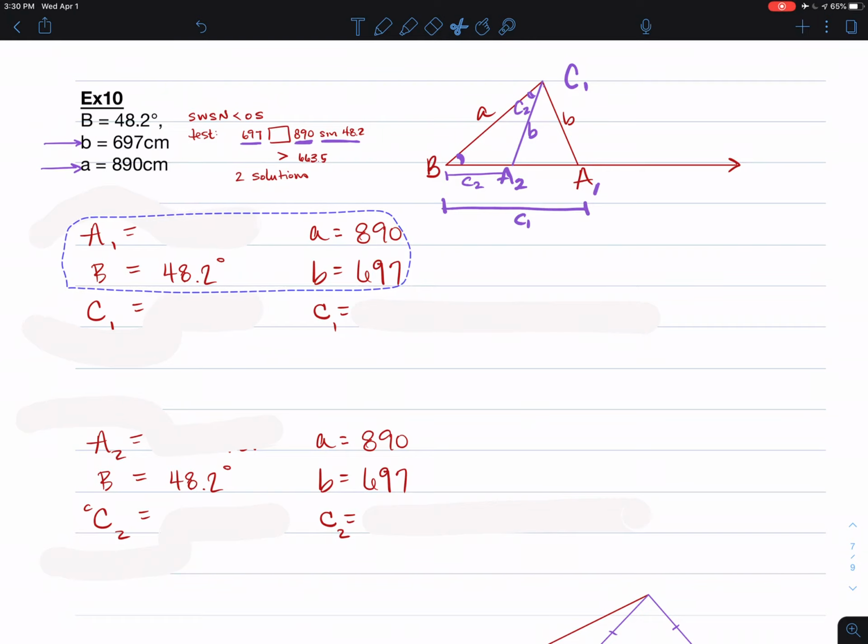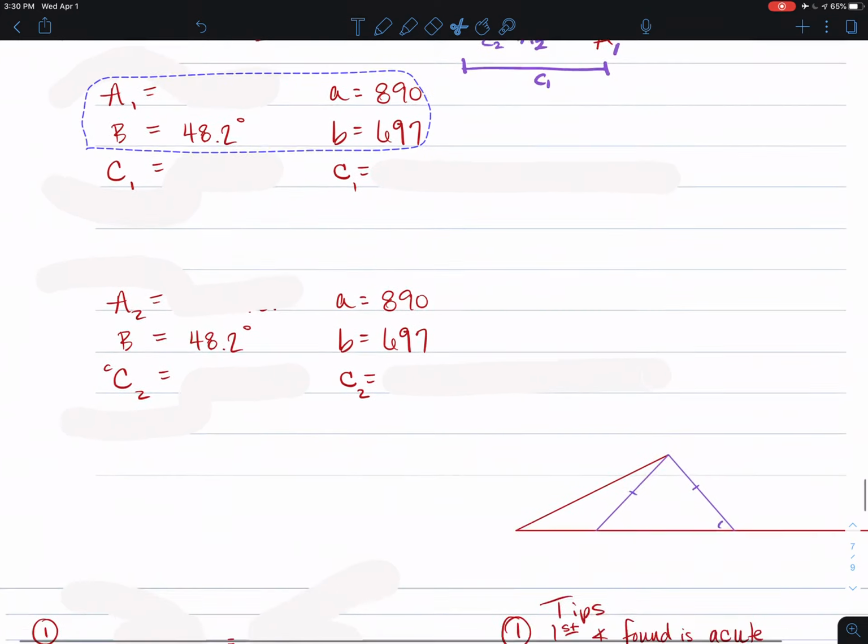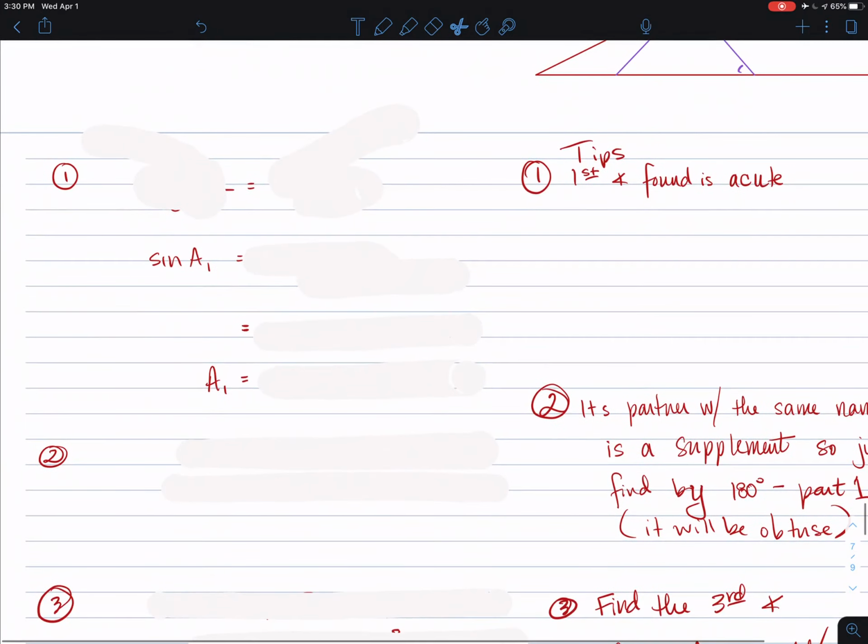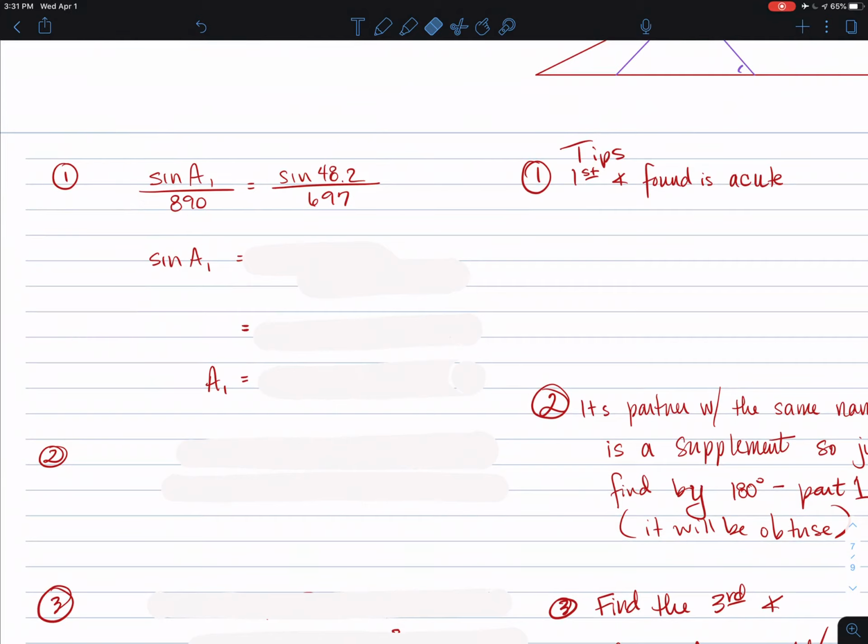So let's go ahead and do what the flowchart says to do first, and let's use the law of sines to find the acute angle. In this case, that's going to be angle A1. So I'm going to come down to my work then. This is going to be step number 1. There's my a fraction. There's my b fraction. I'll go ahead and multiply on both sides by 890. Go ahead and put that into your calculator, and then use the inverse sine to get angle A1.